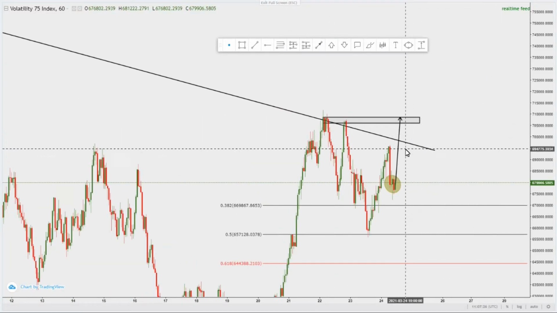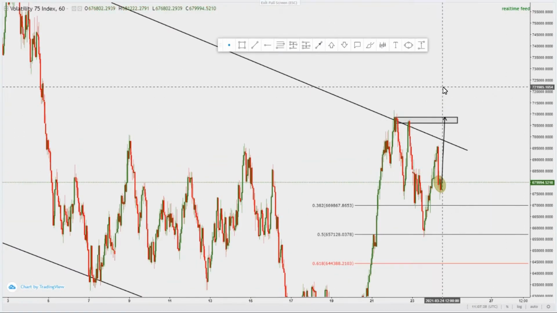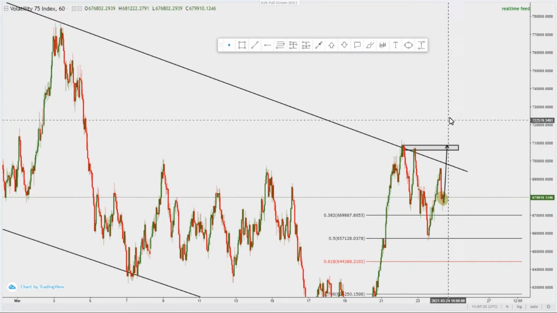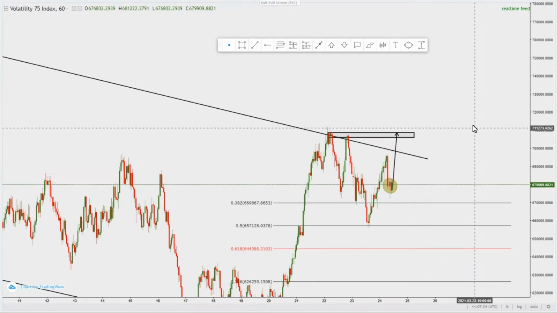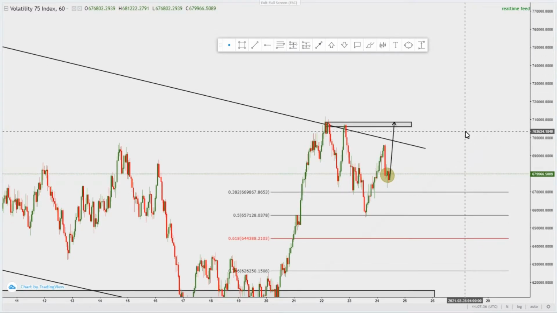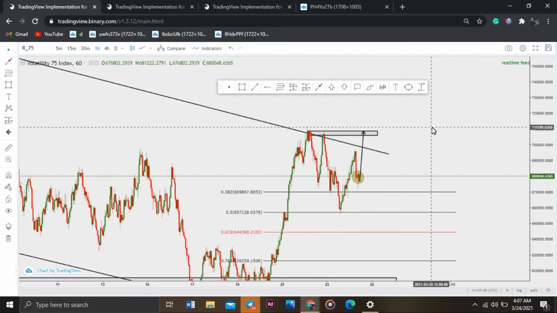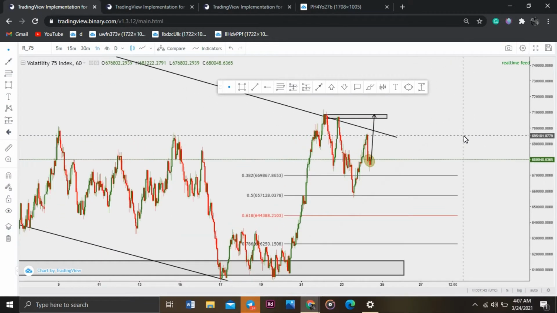And if price is to impulse all the way to the upside and break through its highs, then I'm looking to be adding more positions as price continues to trend to the upside. Okay, so this is the analysis that I'm having on the 75. It's looking very nice. You can see the analysis that we did.